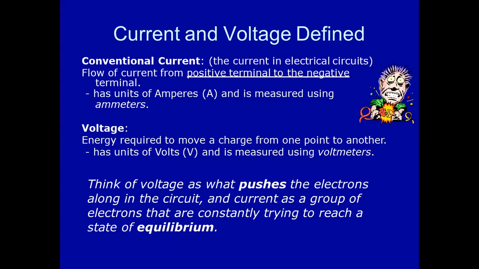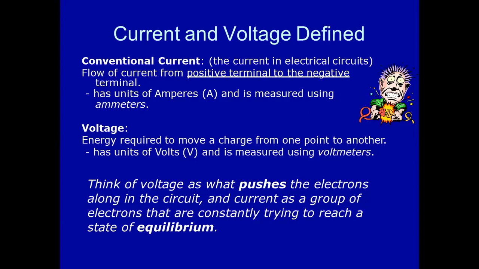Conventional current is the current in electrical circuits. It flows from the positive terminal to the negative terminal. Remember that the flow of current is from positive to negative terminals. It has units of amperes and it is measured using ammeters.